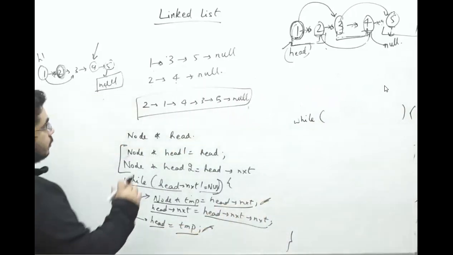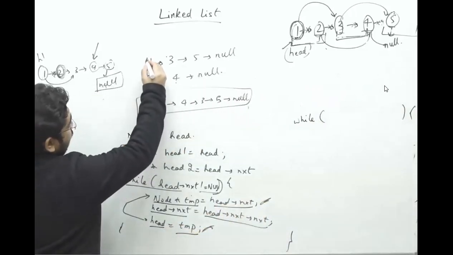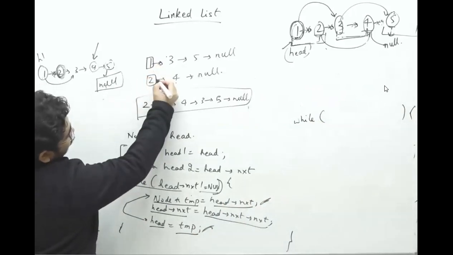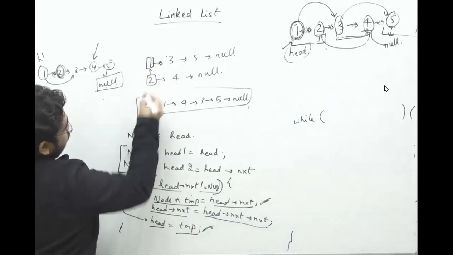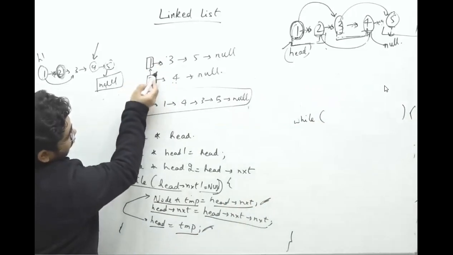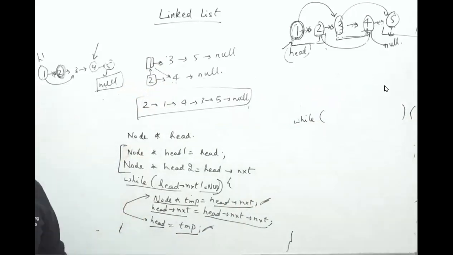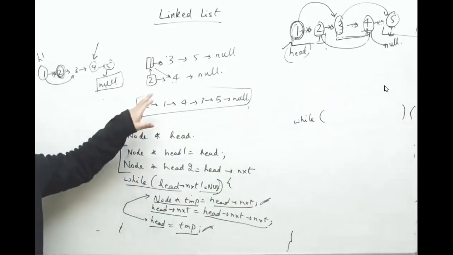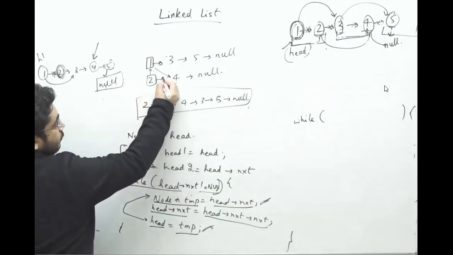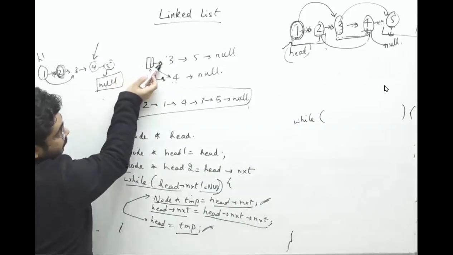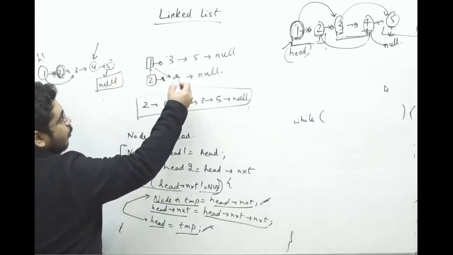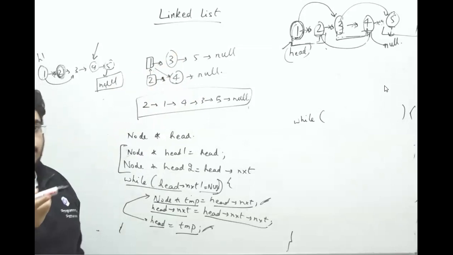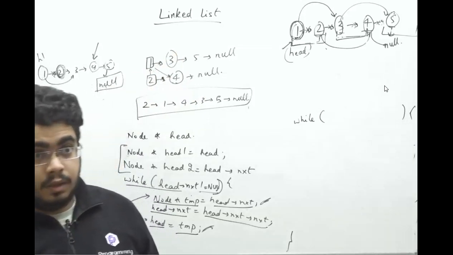What do I need to do? If I have head 2 and head 1, I first need to point head 2's next here and head 1's next here. Do you agree? These are the connections that I want to make. Break this, point it here, and then break this, point it here, and then move on to these two. They will make their own connections. Yes or no?